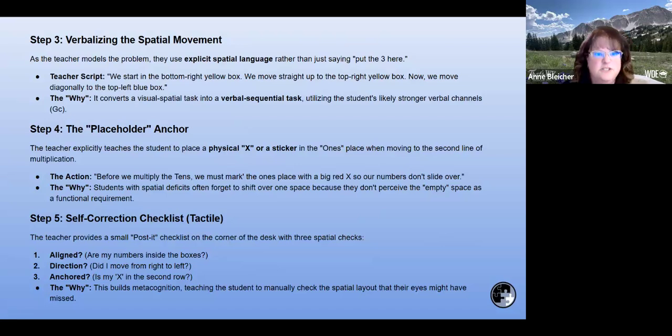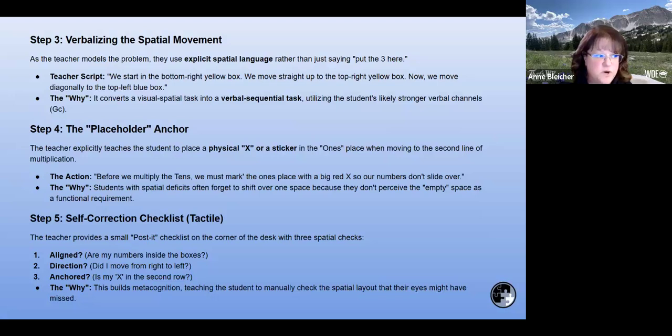And then, as part of your instruction, you teach them using explicit spatial language. Instead of just saying, put the 3 here, you walk them through what that looks like. We start in the bottom right yellow box, we move straight up to the top right yellow box. You can almost think of it as if you're working with a student that has a visual impairment; you have to verbalize for them exactly what is happening. This would be a very similar concept to that.